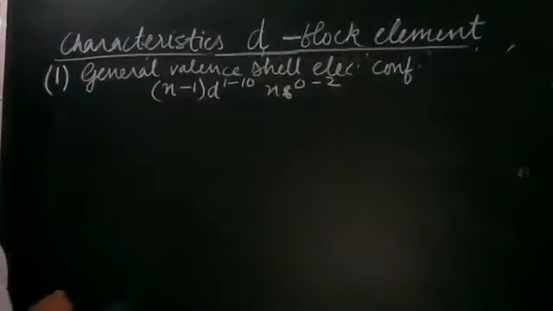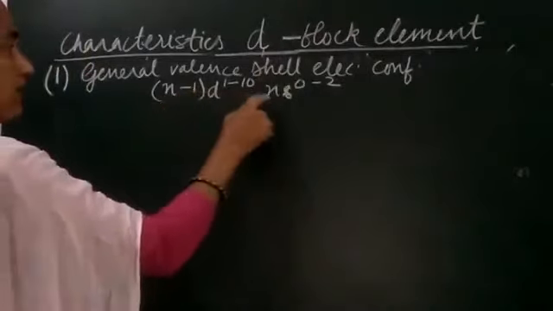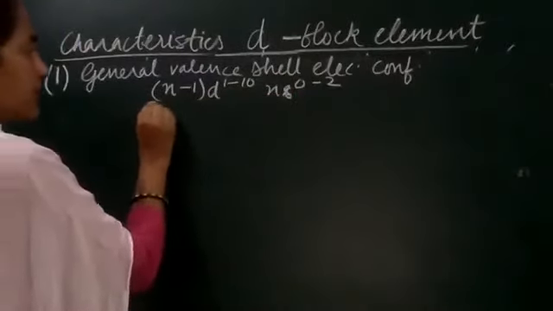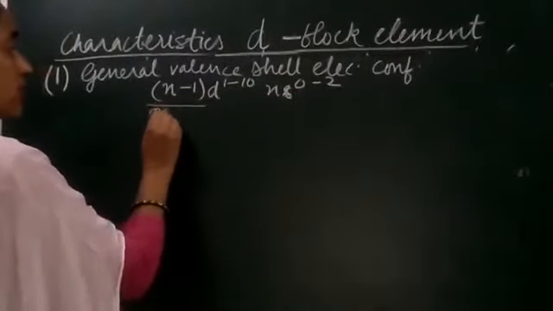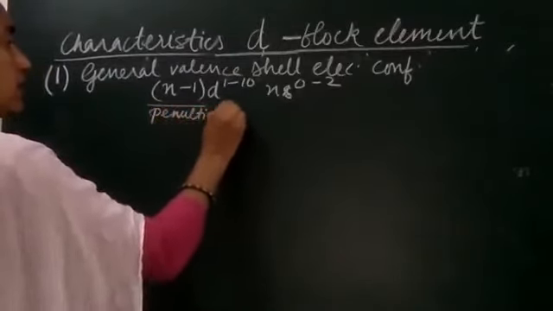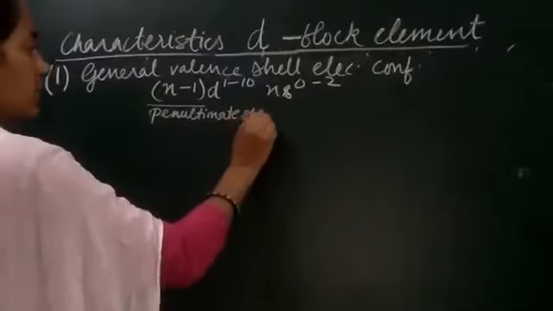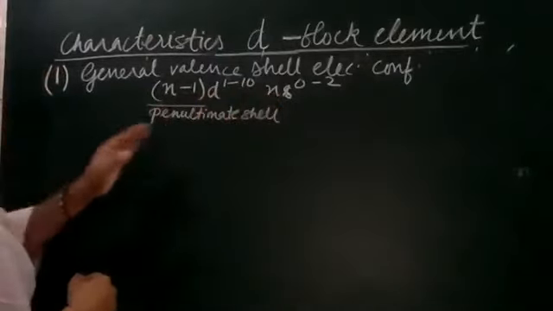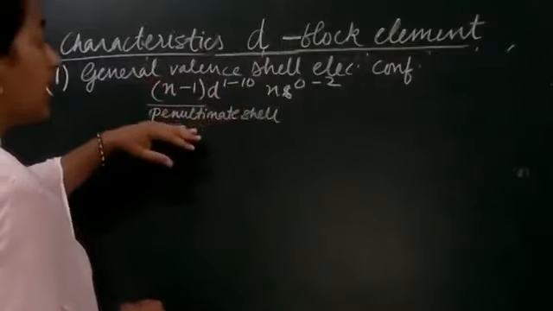Right? So here, this is the outermost shell, and this is known as the penultimate shell, right students? This is the penultimate shell. This is the outermost shell. This is just one less than it, that is the anti-penultimate. So this is known as a penultimate shell.